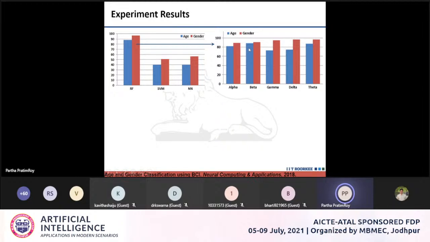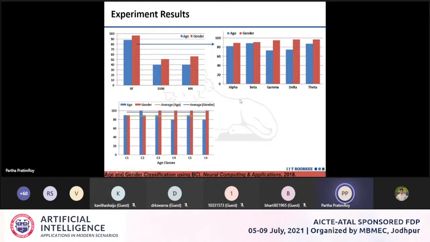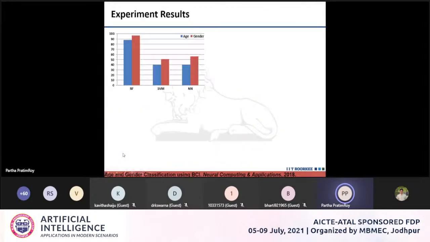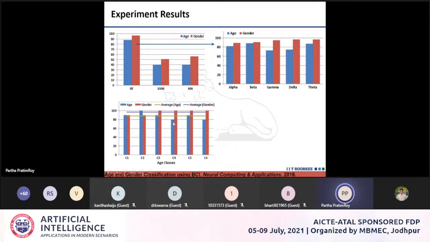Beta band for age, and for gender, using theta you get good results, and for age you can also get similar results with the beta band. Then this is for the age classes, according to each category. Age C1 is very young, so we get very good accuracy, then C2. C1 is from 6 to 10, C4 is 25 to 29, and there we could not get good results.